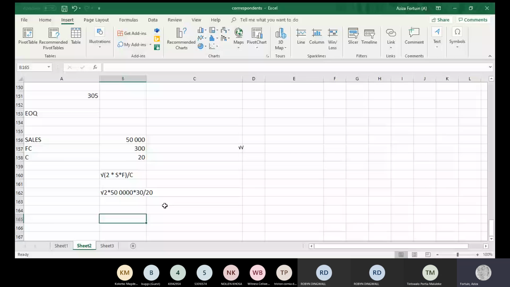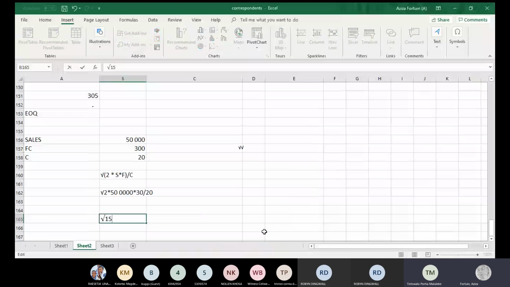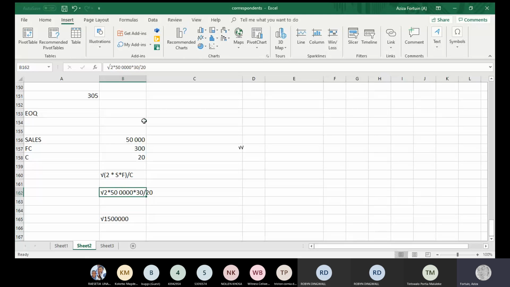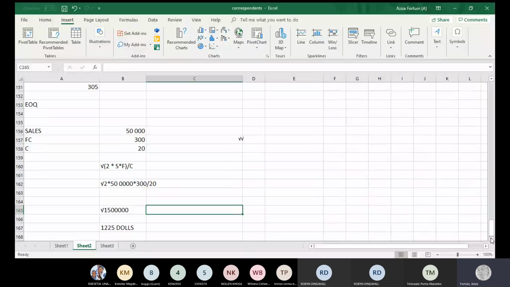Right, so 2 times 50,000 times 300 is 1.5 million. So 1.5 million, and the square root of 1.5 million. Let me just check my calculator, something isn't making sense here. Okay, yes, it is 1.5 million. So 2 times 50,000 times 300 divided by 20 gives me 1.5 million. So you type in the square root of 1.5 million on your calculator, and then you get an amount of 1,225. Does everybody know how to type in the square root on the calculator?